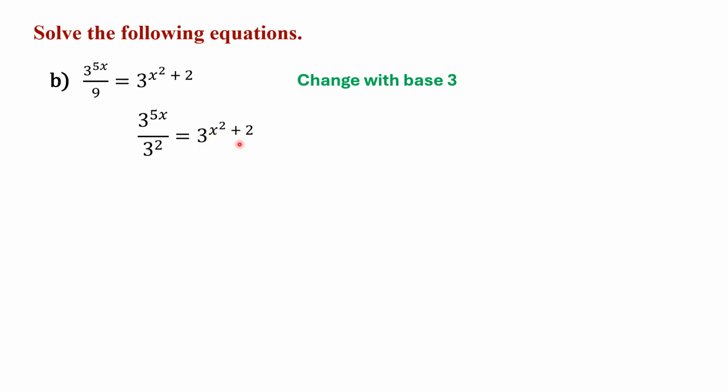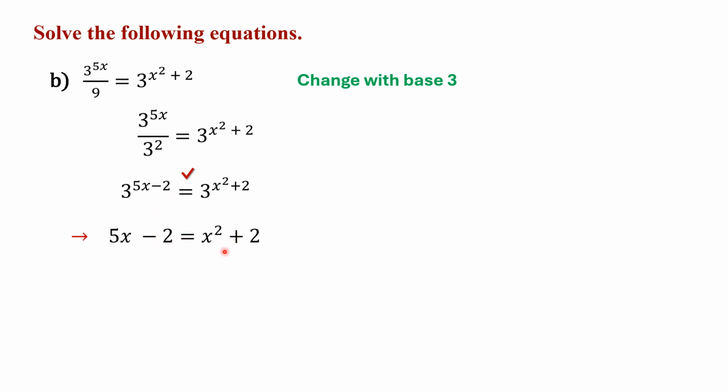After that, for the left side expression, when we are dividing with the same base, we subtract the powers. So the left side will be 3 to the 5x minus 2, equal to, just copy the right side. Now since they have the same base, this equation is equal only if the powers are equal. So we just take out the powers: 5x minus 2 is equal to x squared plus 2.